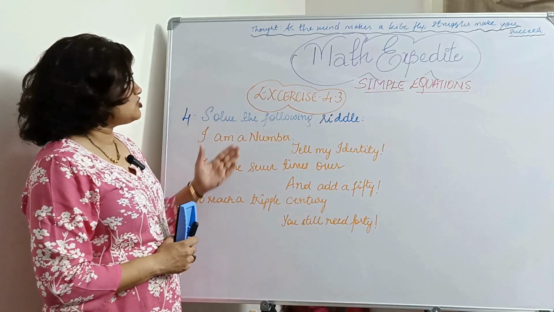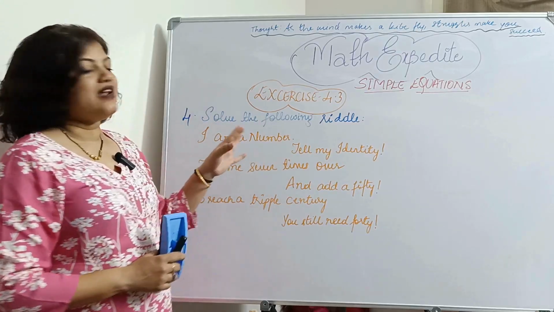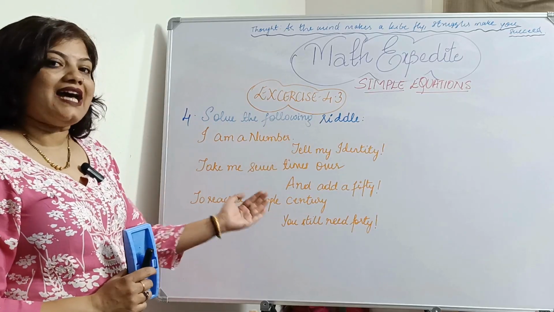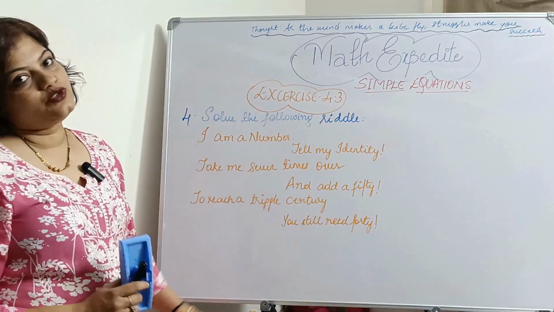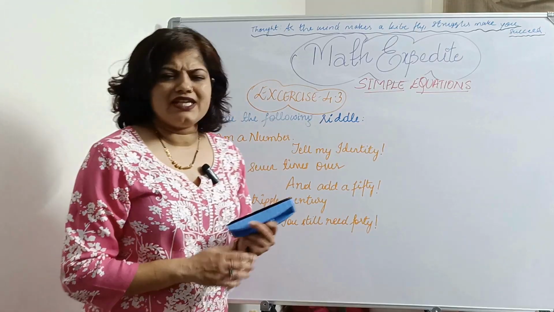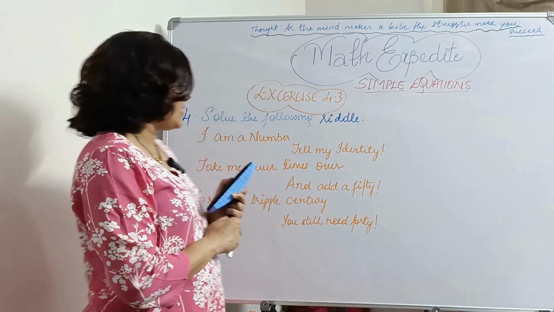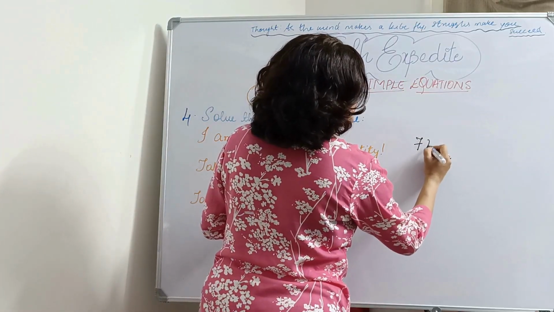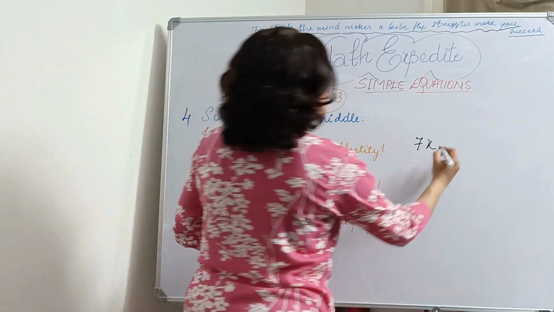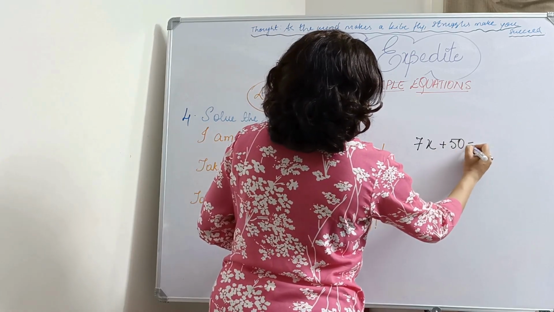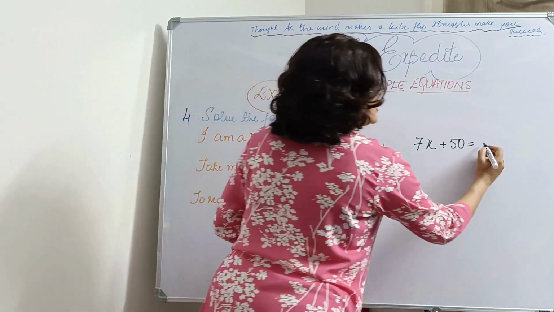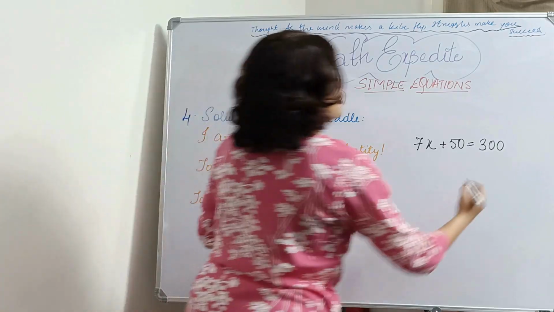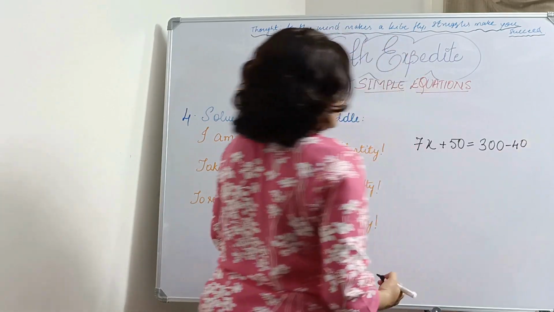Coming to the fourth question, solve the following riddle. I am a number, tell my identity. Take me 7 times over and add a 50. To reach a triple century, you still need 40. Let us see how we write. Let us take the number as x. So what does it say? Take me 7 times over. So 7 times the number and add a 50, plus 50, which is equal to reaching triple century, that is 300, you still need 40. That is, we are short of 40. So minus 40. Okay, this is the equation.